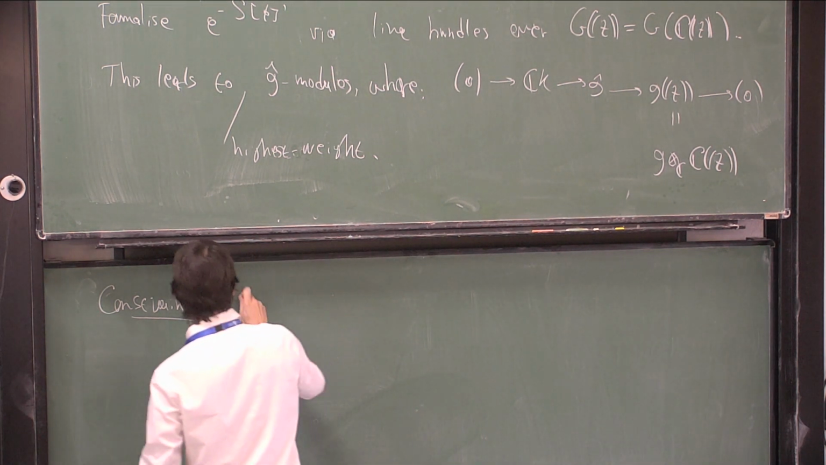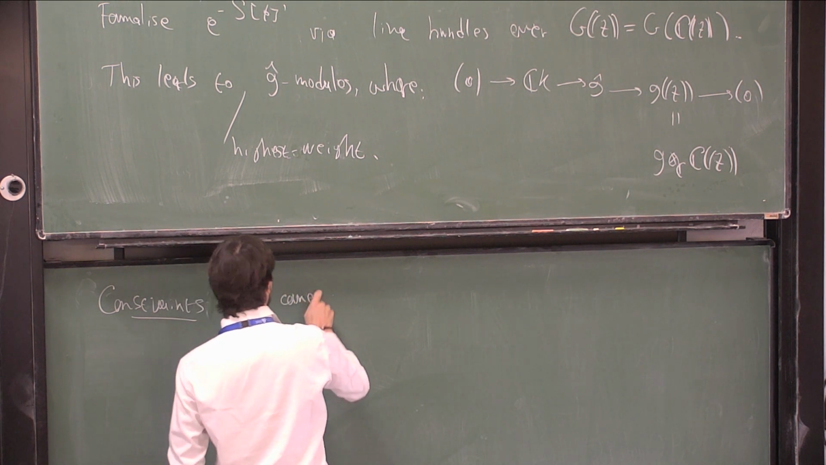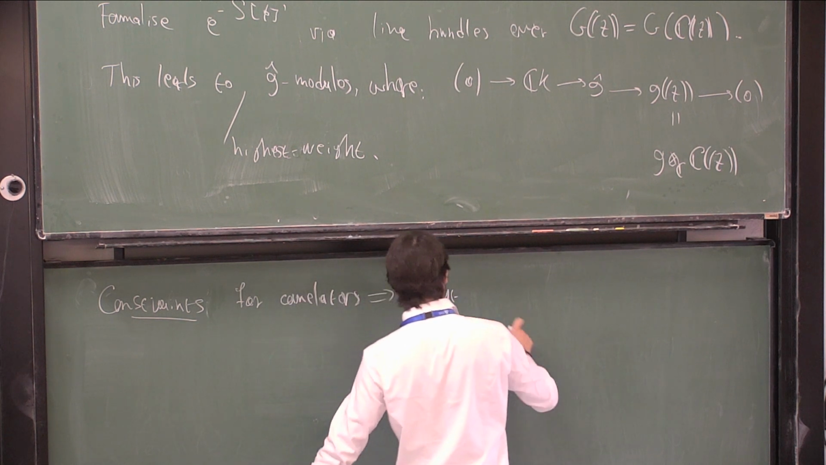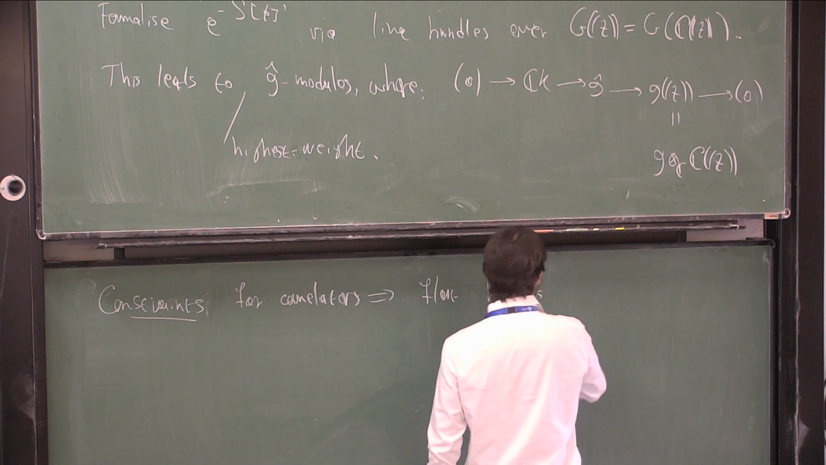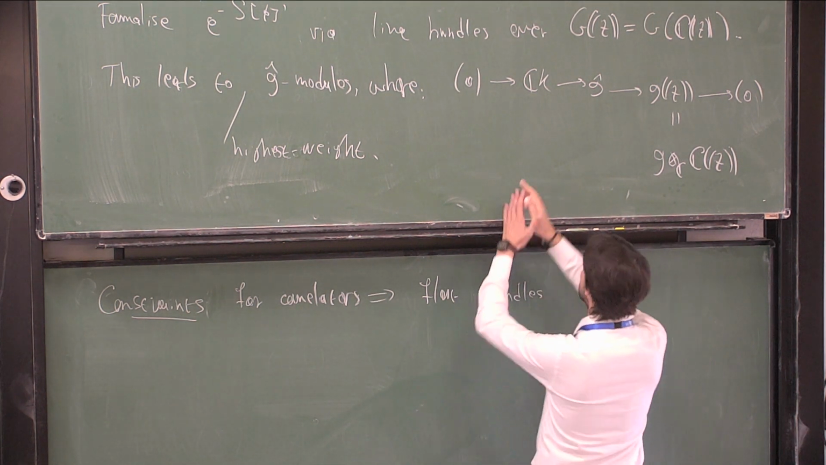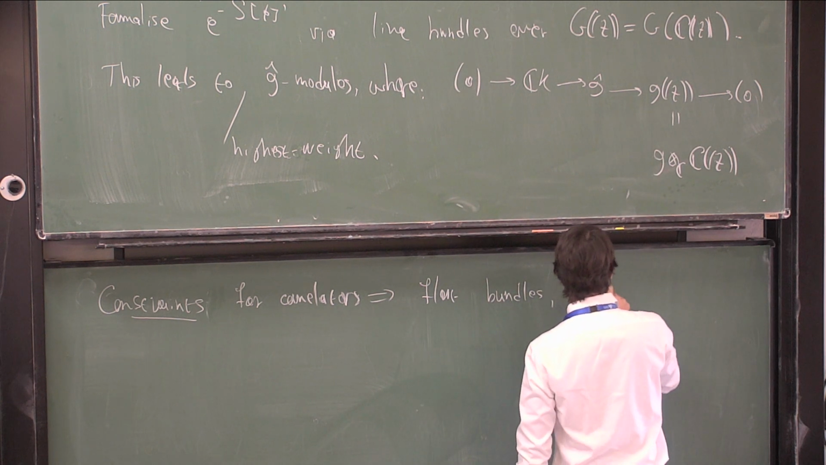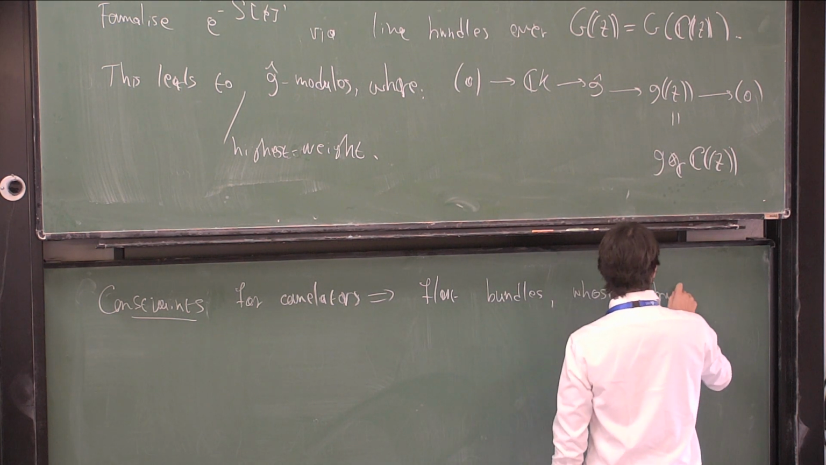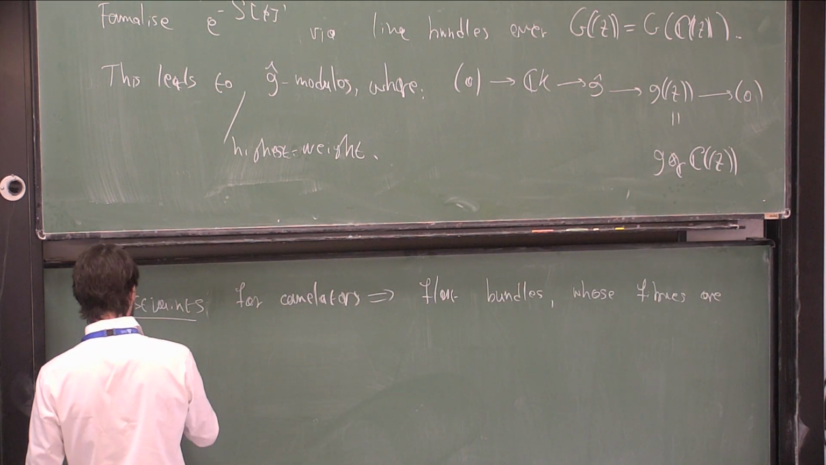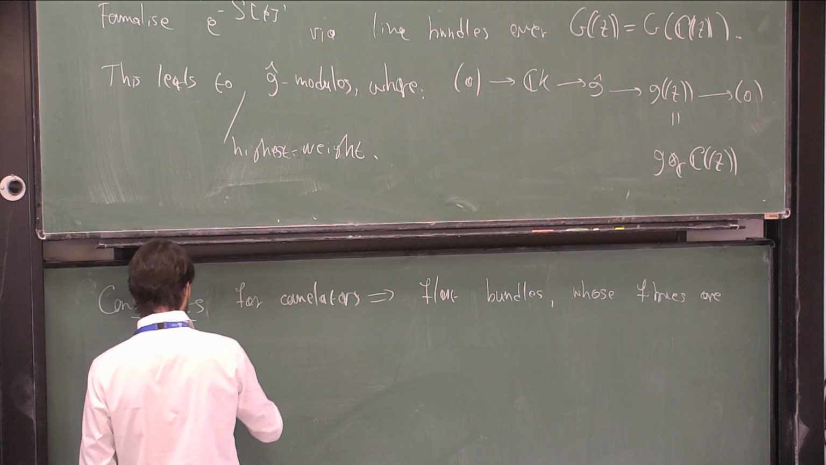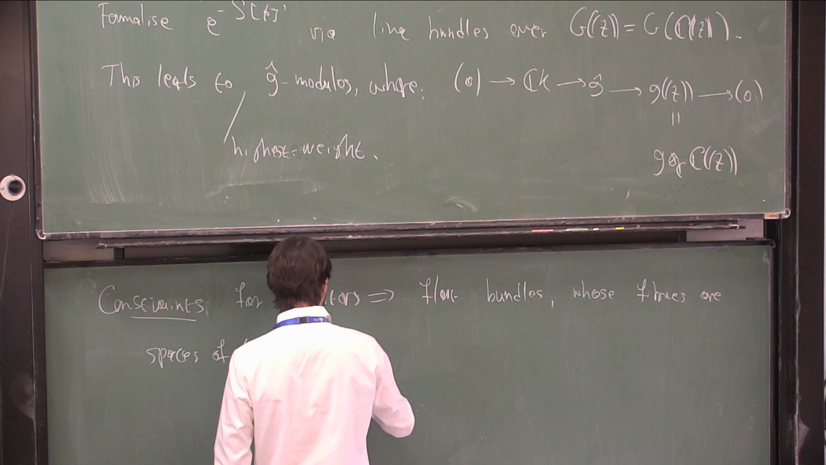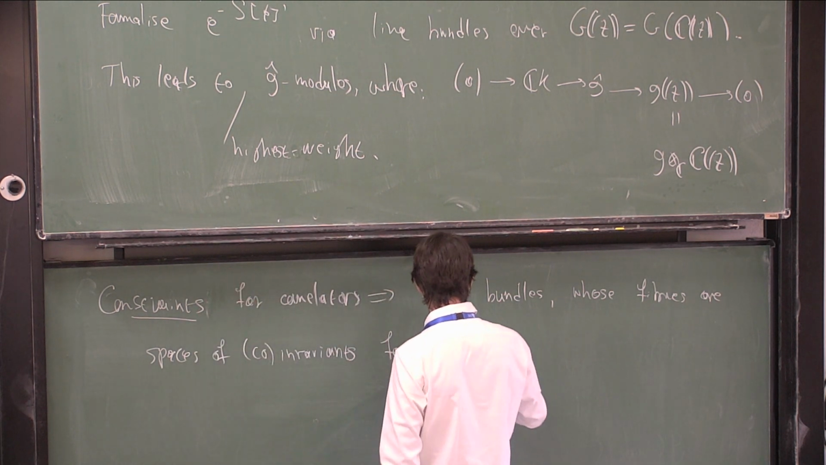And so constraints for correlators lead to flat connections, or let me just say flat bundles. So vector bundles with flat connections, whose fibers are such modules, whose fibers are spaces of coinvariants for those G hat modules.